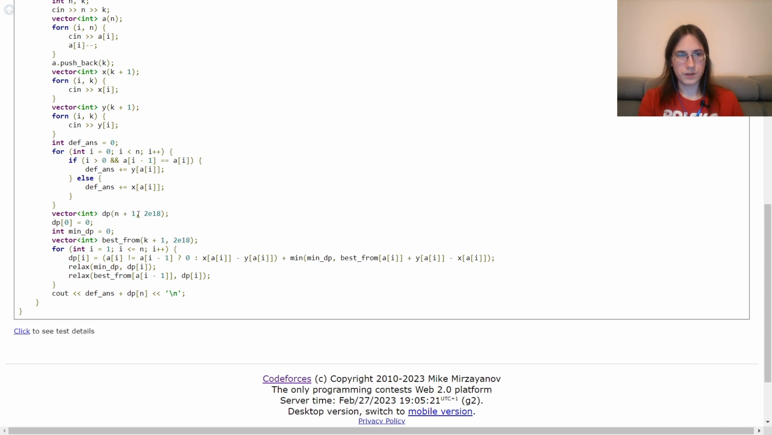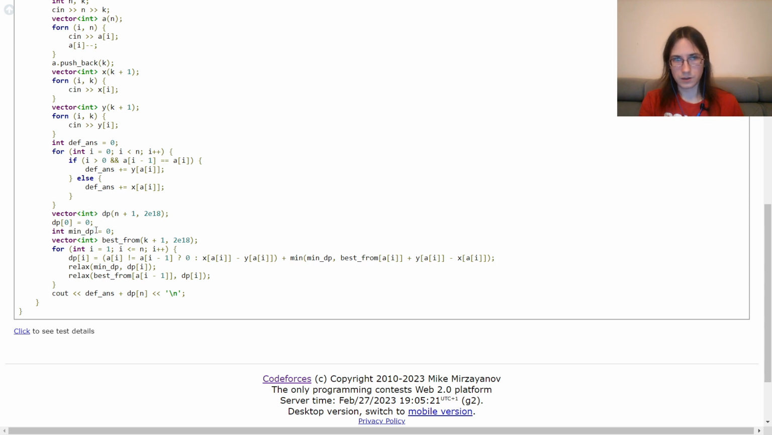Then dp of n plus 1 is the best total price of jumps to arrive into position I. Initially, it's infinity because we don't know anything about any jump. We don't know any paths of the process. So the best we know for every position is infinity, except for 0. For 0, we know that it's the starting point, so we can start from there and pay 0.